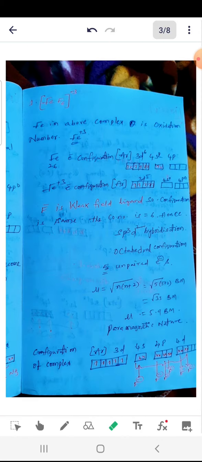Next one also here, hexafluoroferrate(III), and this also has oxidation number 3. Just we have to see in the above complex, iron's oxidation number is plus 3. So normally iron is 26, the electron configuration is 4s2 3d6, and 4p is the vacant orbital. So here fluorine is a weak field ligand, so there is no chance of pairing.